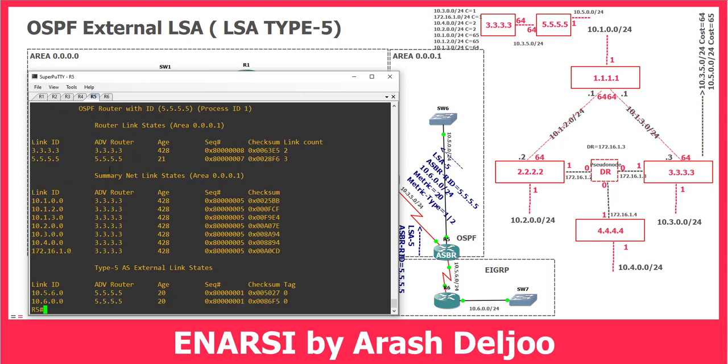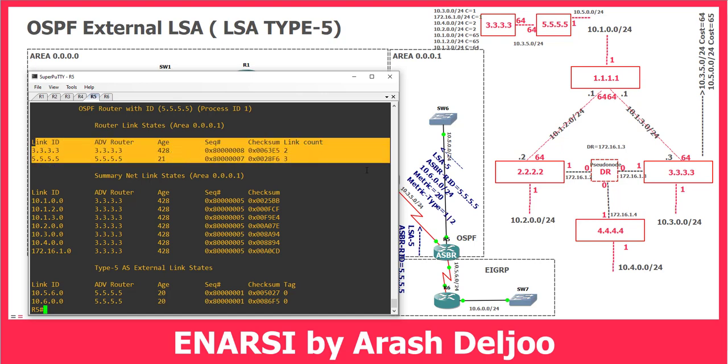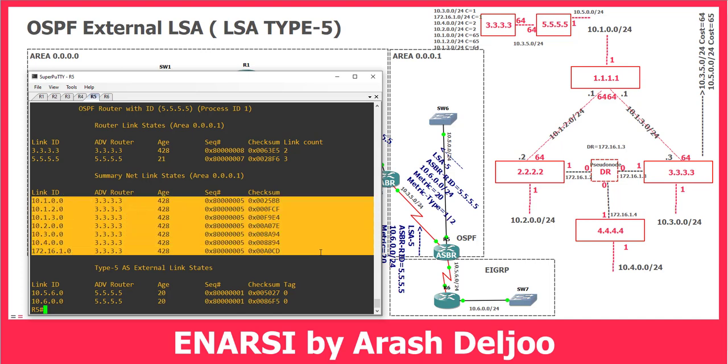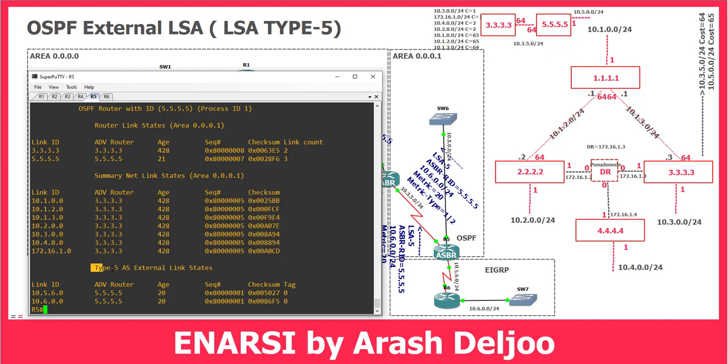As you can see, now we have this information: 2 LSA type 1, because here we have 2 routers in this area, area 1. Also we have 7 LSA type 3. You know that the count of LSA type 3 equals the number of the networks in other areas, and in the previous video we talked about this information. And after that, as you can see, now we have 2 type 5 or 2 external LSAs. Both of them are advertised by router 5, quad 5.